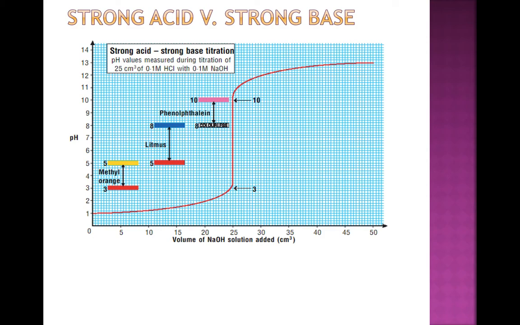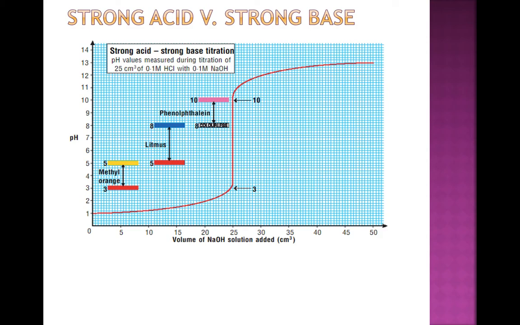As you add more and more sodium hydroxide, you're getting a gradual increase in the pH until you reach 25 cm³ of sodium hydroxide. And the pH jumps dramatically from 3 up to 10. Now, that pH change happens with the addition of just 1 drop of your sodium hydroxide. So it's a dramatic change in pH. What does that mean? It means that your endpoint is really easily detected. You can use any one of the 3 indicators for this particular titration.